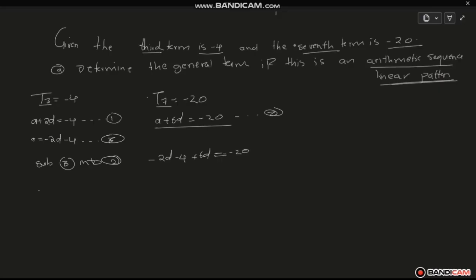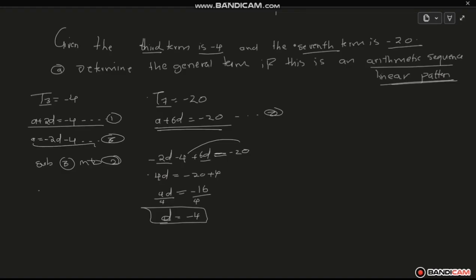Then you group the like terms. This is the equal sign, okay? Negative 2d plus 6d will be positive 4d, and negative 20 plus 4. Use your calculator, don't make yourself stare. So 4d equal to negative 16. Therefore, divide both sides by 4 to find the value of d as negative 4. Therefore, you can take this and substitute it in either equation 1, equation 2 or equation 3 to find the value of a. So I'll use equation 1.